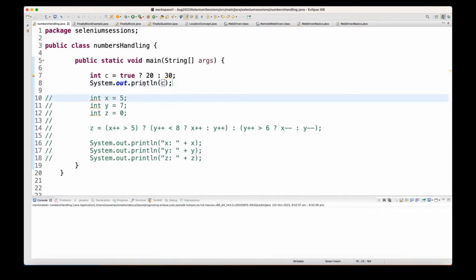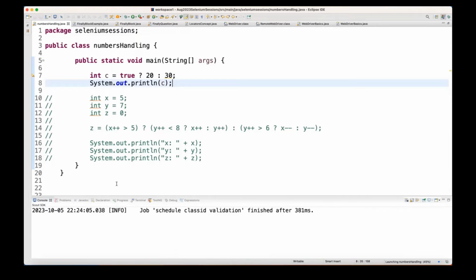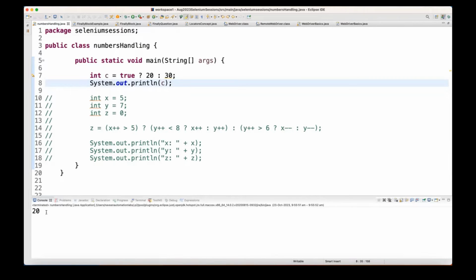How exactly it works depends on what kind of condition, what kind of Boolean representation, you have written before the question mark. See, I have written true here. It means if it is true, then after the question mark, it will always go to part one. It will not go to part number two, which is 30. So what is the value of C in that case? The value of C will be 20. See, I'm running it and it's giving me 20 on the console.